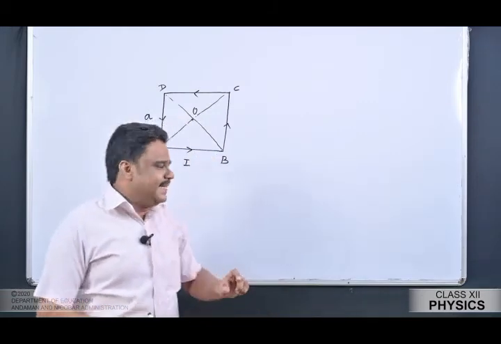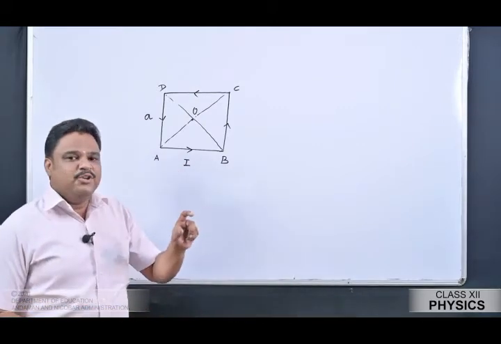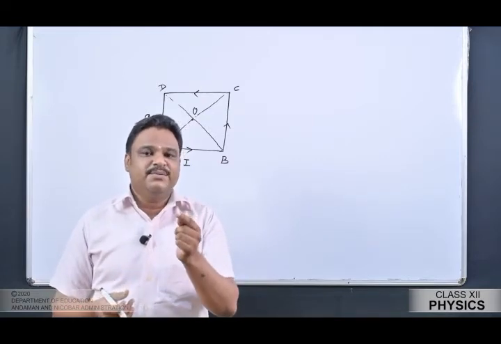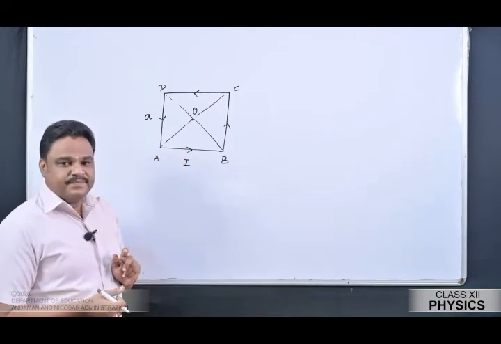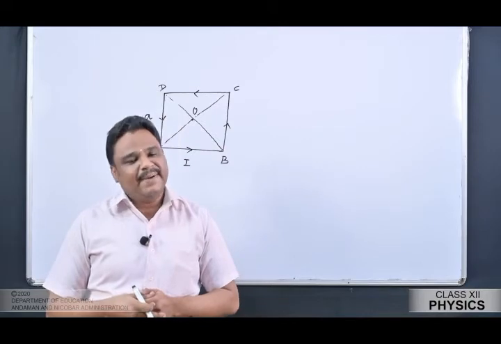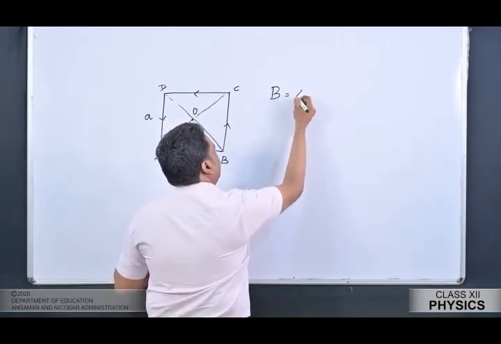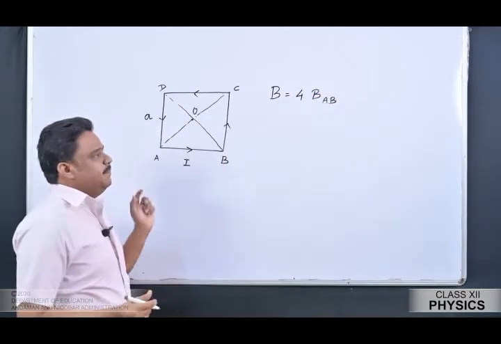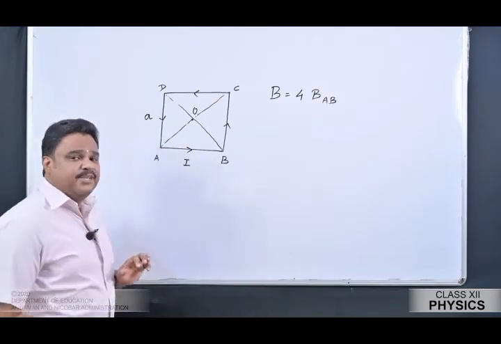So just by getting the magnetic field contribution due to one side, I'm going to multiply it by 4 to get the total value. So I'm going to get the magnetic field due to the edge AB, and multiply that value by 4 to get the total magnetic field. So the total magnetic field at the center will be 4 times the magnetic field due to the side AB. So obviously, what is the type of figure you are able to recall?